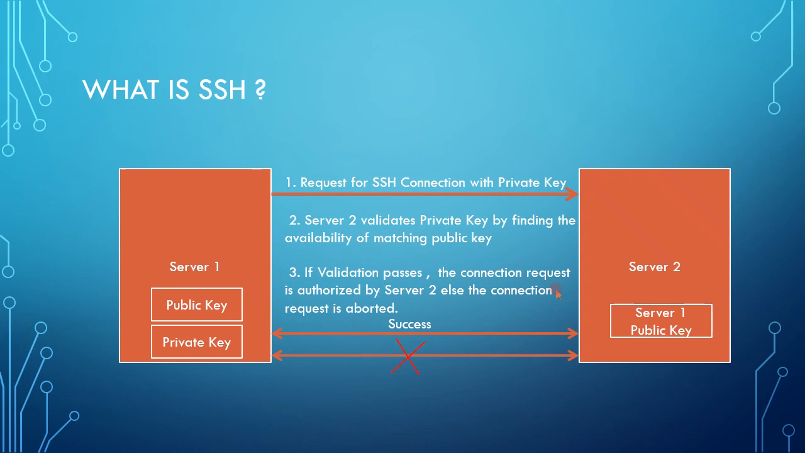Whenever an SSH connection is required by server 1, server 1 requests it with its private key. Server 2 validates the private key by finding the matching public key. If it finds a matching one, the communication between them is entertained. If it doesn't find any matching one, the communication is aborted there. Ansible uses this protocol to communicate with the deployment nodes.